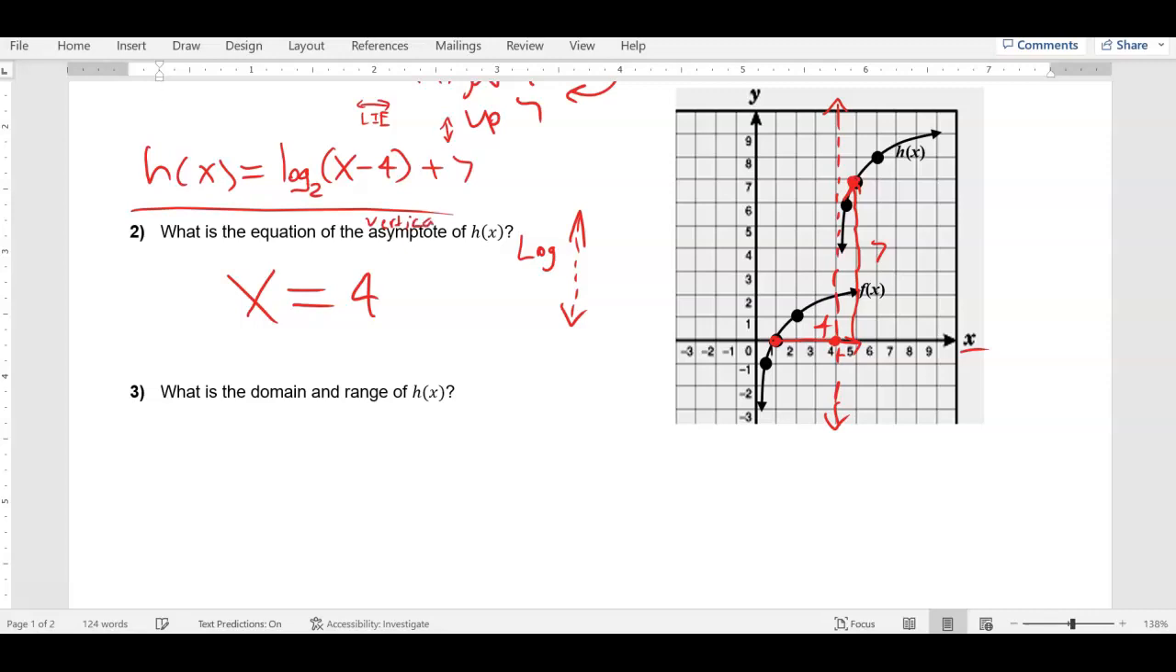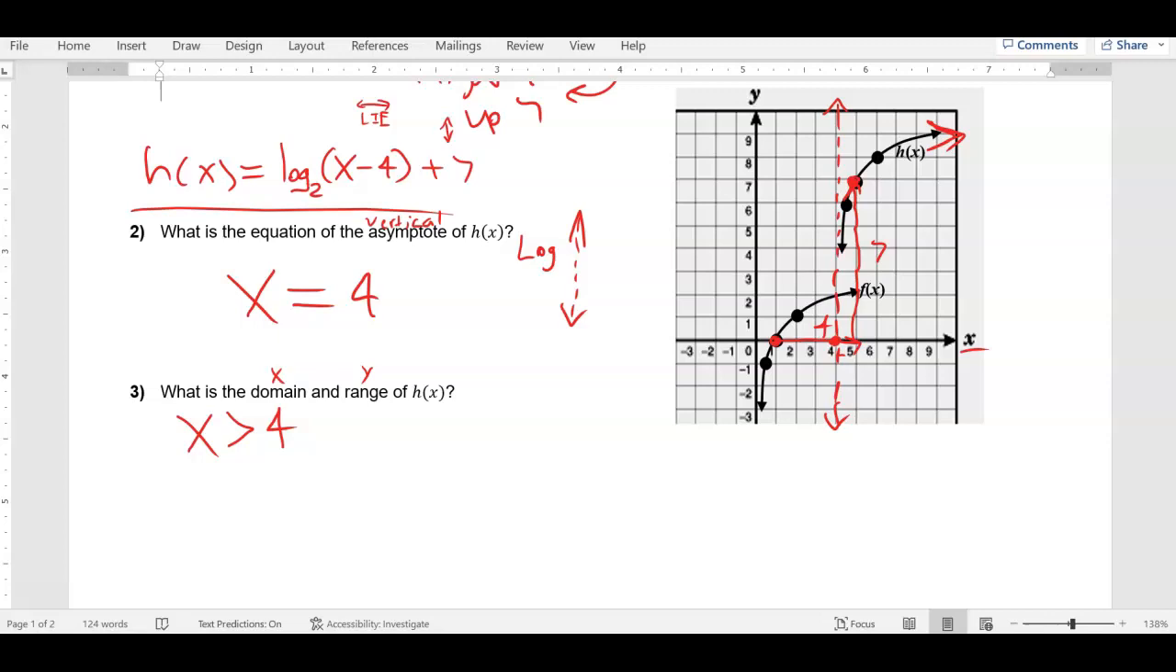What's the domain and range? Now domain is x, range is y. So start with the domain of h of x. We already said that the vertical asymptote is at 4. It never touches 4. So my x values have to be greater than 4 without being equal, because it doesn't touch. And it goes forever to the right. So we could say that x is greater than 4. All real numbers greater than 4. Not equal, not underlined, just greater than 4.